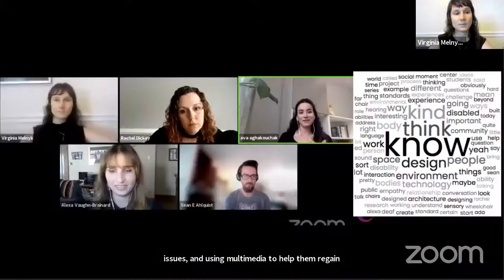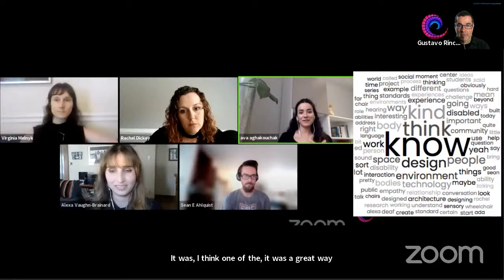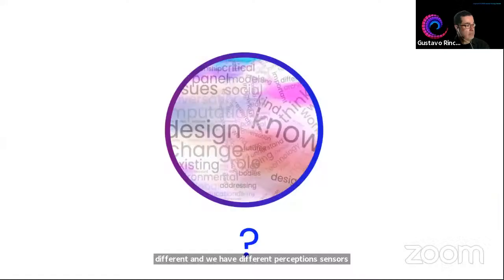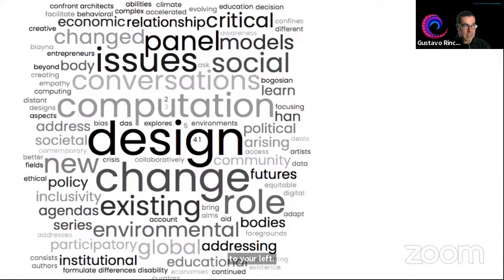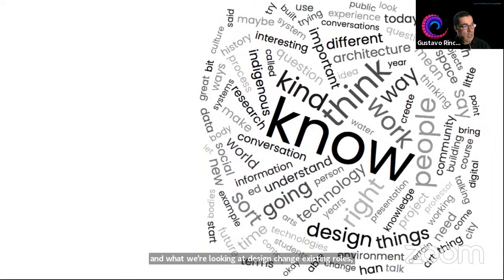And here's the word cloud and us in discussion, which was really quite provocative. I think it was a great way to end on the idea of inclusivity, understanding that everyone is different and we have different perceptions, senses, intellects, and needs. In this last part, I'm revisiting the first graphic. To your left, I did a word cloud of the basic statements of what we're looking at: design, change, existing roles, computation. On your right is a word cloud of all the transcripts of all the lectures combined. Very interesting that we had knowledge, think, work, way, people, design.